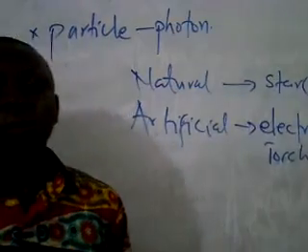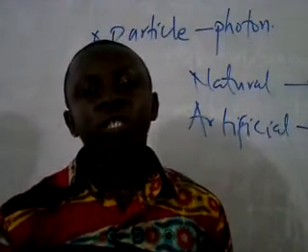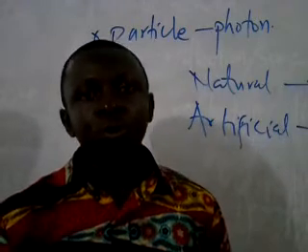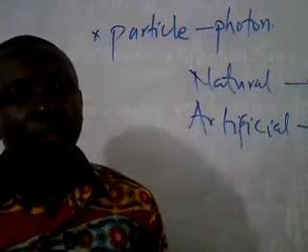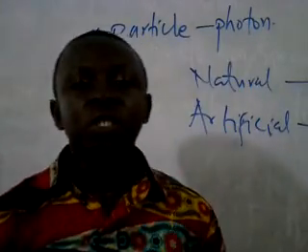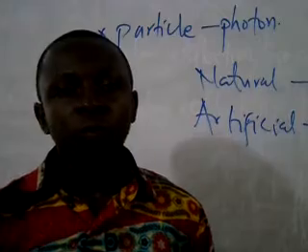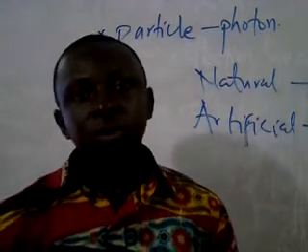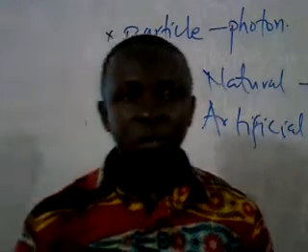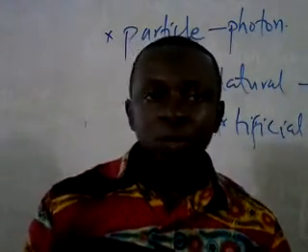Today, we want to look at reflection of light. And we are going to look at two things about the reflection of light: the types of reflection and then the laws of reflection. So we move on to reflection of light. There are two types of reflection. One is reflection on a smooth surface, and then the other type happens on a rough surface.